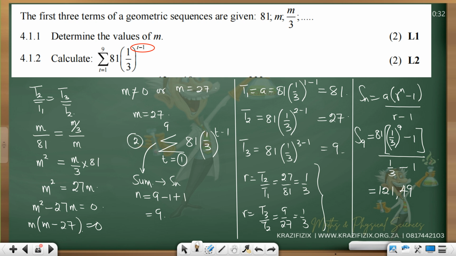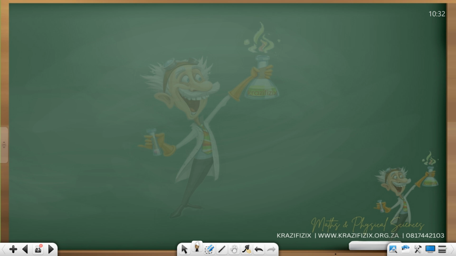Now, I want to call your attention to something. Please pay attention. This is my last question for the day. The rest we would see just to consolidate. But I want to call your attention to something here. Look at this. Is there a difference, really, if I have 81 and this one?